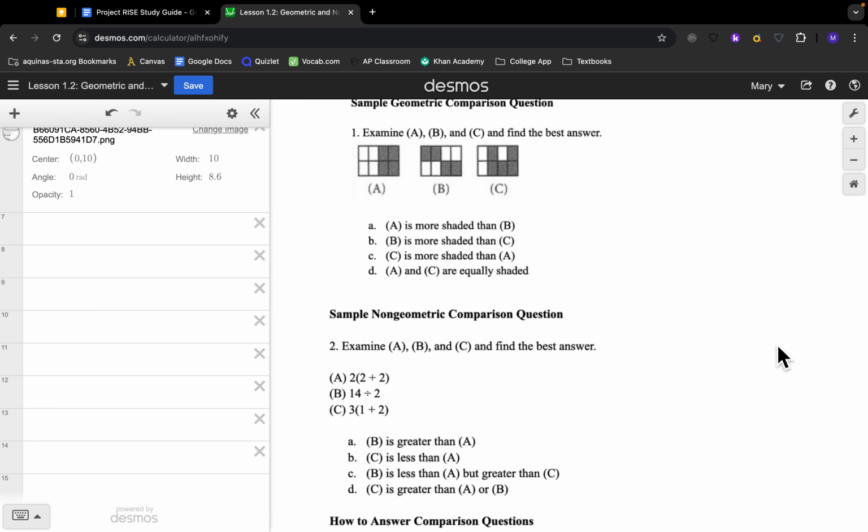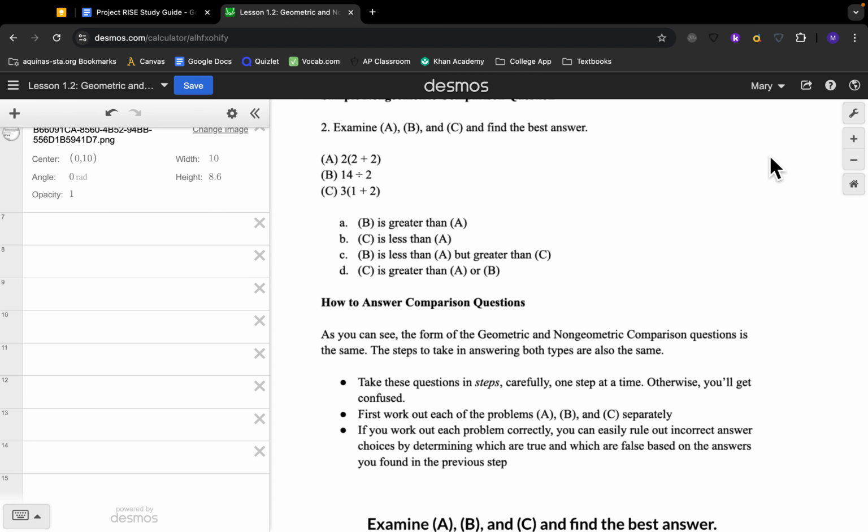So I'm going to skip the sample questions and just discuss how we're going to approach these answers. How are we going to get these answers? So the first thing we're going to do is take the question in steps, one at a time, because we don't want to get confused and start mixing up our numbers. And the best thing in working in steps is to solve parts A, B, and C separately. And you'll see what I mean by this in a minute.